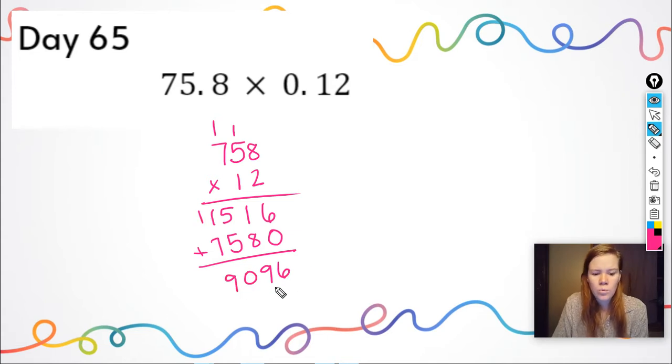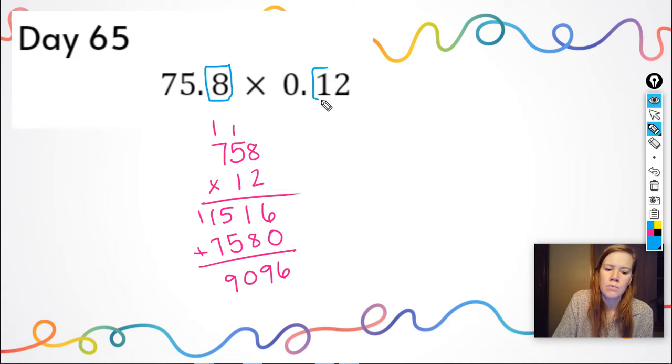Okay, so when I did it, I got 9,096, which obviously doesn't make any sense because I'm taking about a tenth of 75. So that's way too big. It's because we still need to move the decimal. When you do this method where you just ignore the decimals at the start, at the end you've got to go through and count how many decimals there are. 1, 2, 3. So I'm going to move it up 3 spots. 1, 2, 3.